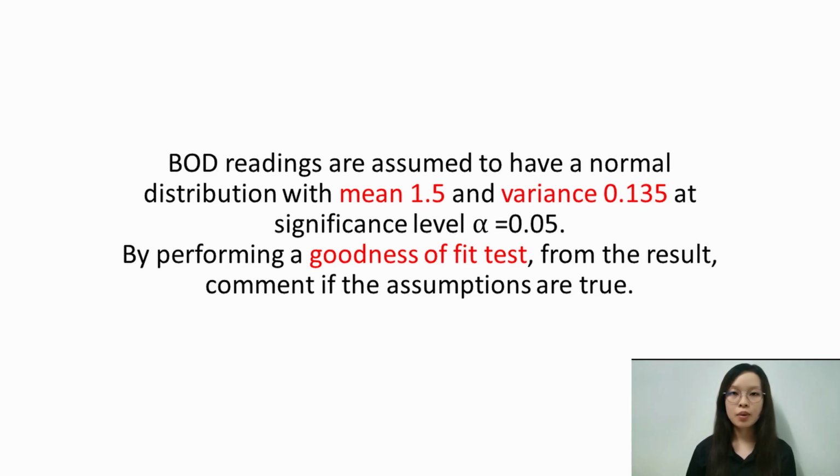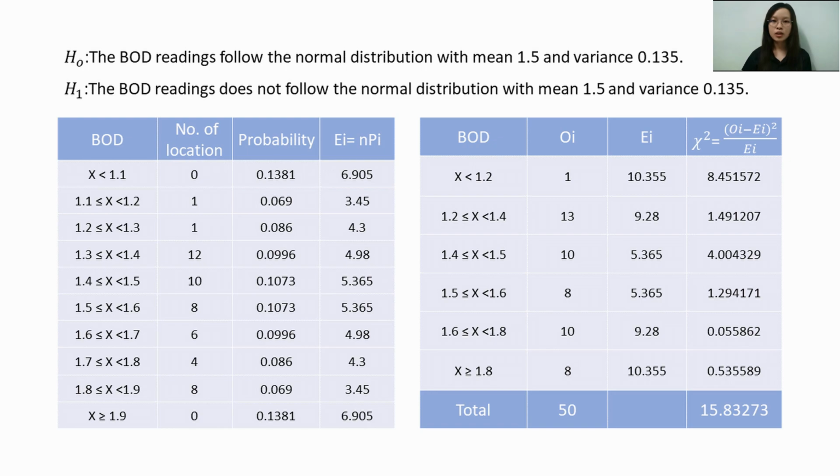Hi, I'm Ying Ying. I will discuss question 4. First of all, we need to categorize the BOD reading. By using the goodness of fit test, we get our hypothesis H0, which is that the BOD reading follows the normal distribution, while the alternative hypothesis is that it does not follow the normal distribution.